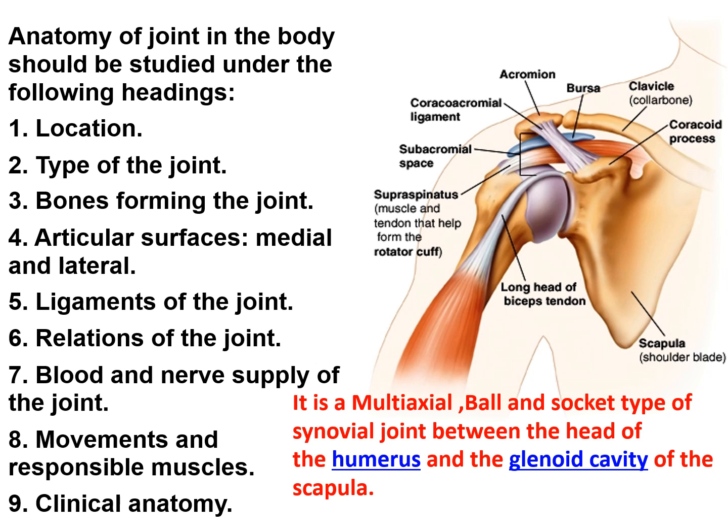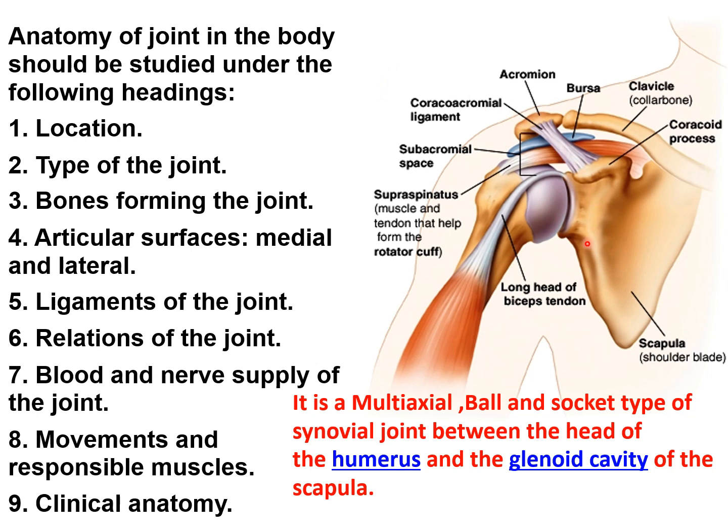The anatomy of the glenohumeral joint or the shoulder joint should be studied under the following headings: location of the joint, type of the joint, bones forming the joint, articular surfaces, ligaments of the joint, relations of the joint, blood supply and nerve supply of the joint, movements and the muscles responsible for the movements of the joint, and clinical anatomy. The glenohumeral joint is an essay question where it can have sub-questions, the short questions within this. So let us see it in detail.